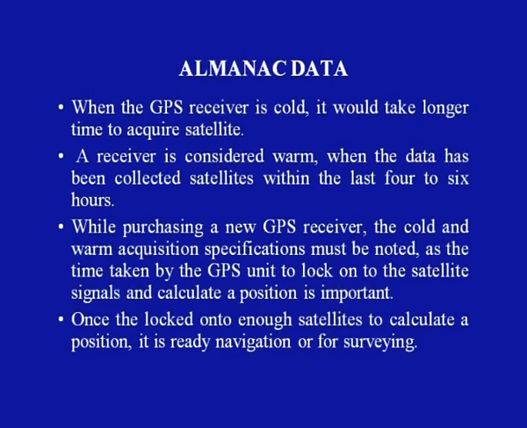When the GPS receiver is cold, it would take longer time to acquire the satellite positions. A receiver is considered warm when the data has been collected for satellites within the last 4 to 6 hours. While purchasing a new GPS receiver, the cold and the warm acquisition specifications must be noted, as the time taken by the GPS unit to lock onto the satellite signals and to calculate a position is important. Once locked onto enough satellites to calculate a position, it is ready for navigation or for surveying activities.